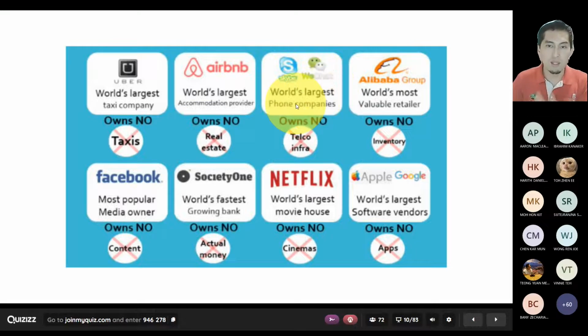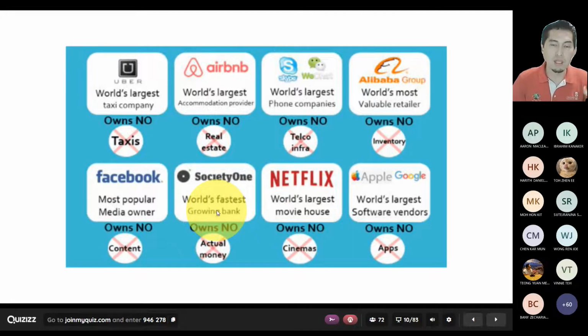Skype and WeChat, world's largest phone companies, they don't own any telecommunication company, they don't own any infrastructure around, right? World's most valuable retailer, no inventory as well at all. Facebook, most popular media owner, or rather TikTok today, the most popular media owner, yet none of the content comes from them as a company.